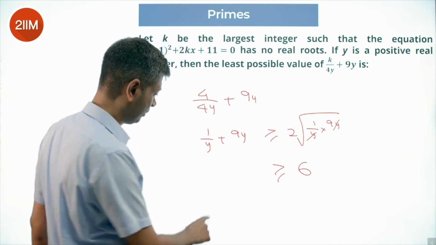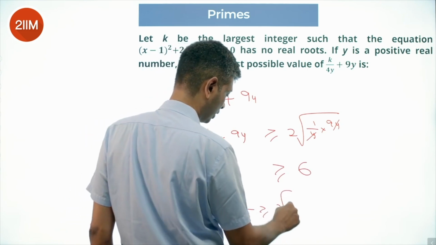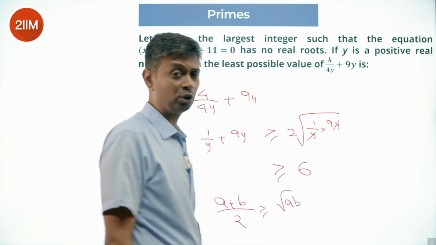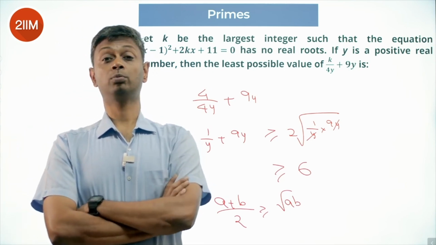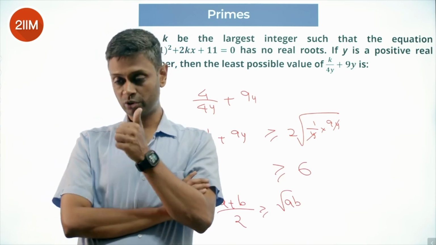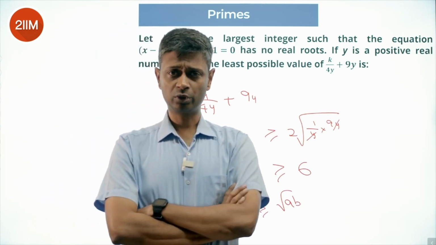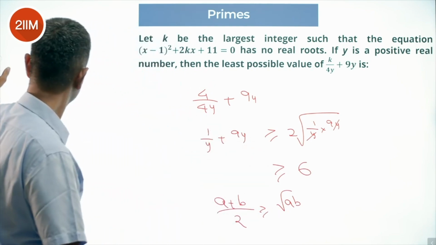We are using the idea that (a + b)/2 is greater than or equal to √(ab). The arithmetic mean of two positive real numbers is always greater than or equal to their geometric mean, as long as both are positive and real. So AM ≥ GM. We're plugging that idea in and getting 6.